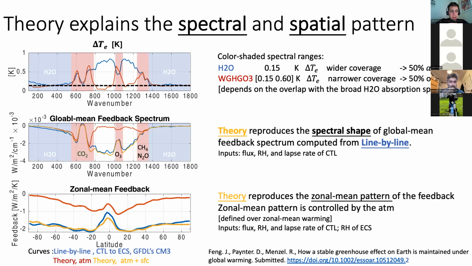Can I ask a quick follow-up, Jing? When you're showing this zonal mean feedback, are you dividing by local temperature change or by global mean temperature change? By local temperature changes. Okay, thanks.